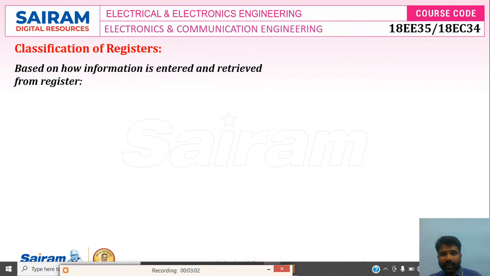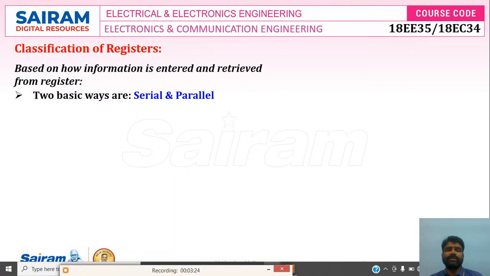Again, based upon how the information is entered into the register and how we retrieve the information from the register, means how we put data in and how we take it out, registers are classified into different types. Here basically we have two types of communication. That means there are two ways to transfer information into a register. One is serial and the other is parallel.